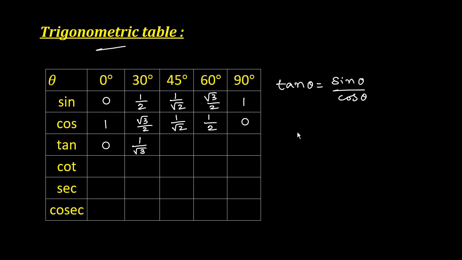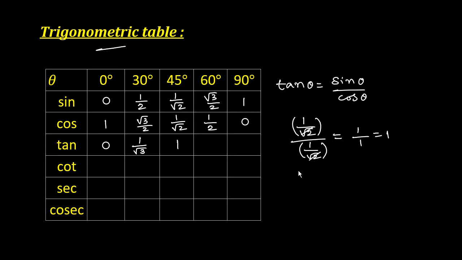Next, tan 45 is the ratio of sin 45 and cos 45. Sin 45 is 1 by root 2 divided by cos 45 which is 1 by root 2. Both denominators have the same value, so root 2 gets cancelled. The remaining values are 1 in the numerator and 1 in the denominator. 1 by 1 gives 1. So tan 45 is 1.